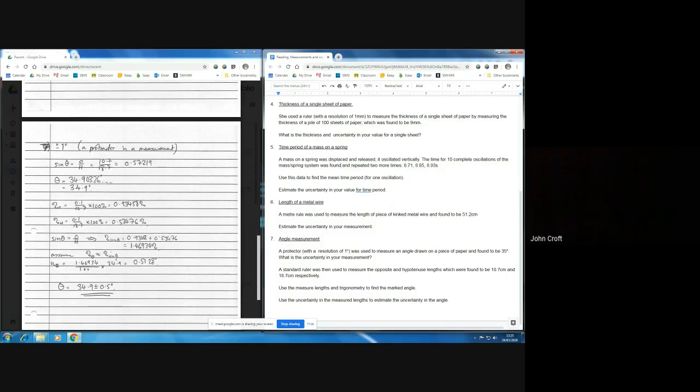Now we need to quote our value and our uncertainty to the same number of decimal places. Our 34.9 is three significant figures from the values it's calculated from, and importantly here, 1 decimal place. So we need to put our uncertainty to 1 decimal place, which is half a degree. So you can see it's got half the uncertainty that the protractor has.